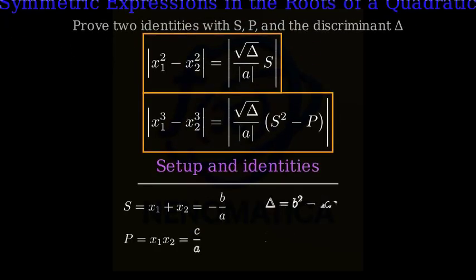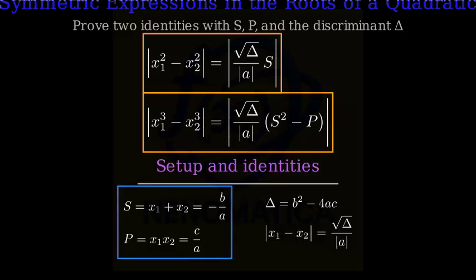Let ax squared plus bx plus c equals 0 have roots x1 and x2. By Vieta, s equals x1 plus x2 equals negative b over a, and p equals x1 times x2 equals c over a. The discriminant is delta equals b squared minus 4ac. From the quadratic formula, the absolute difference of the roots equals square root of delta over absolute value of a.